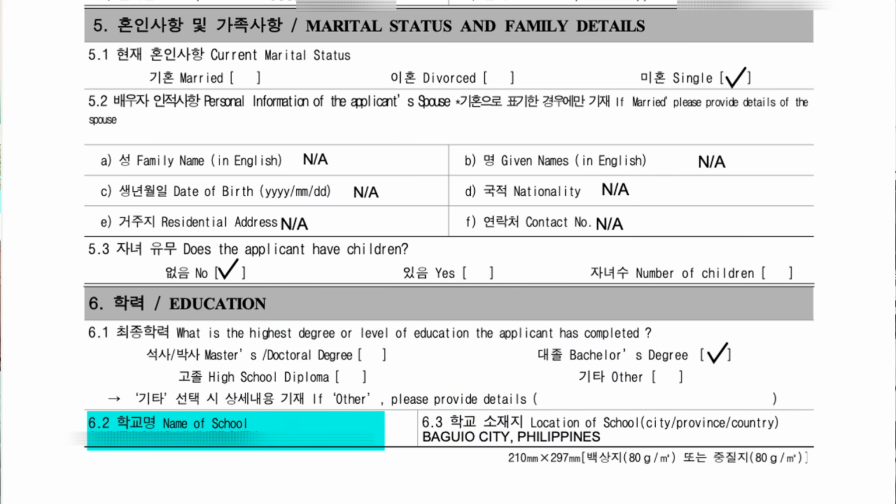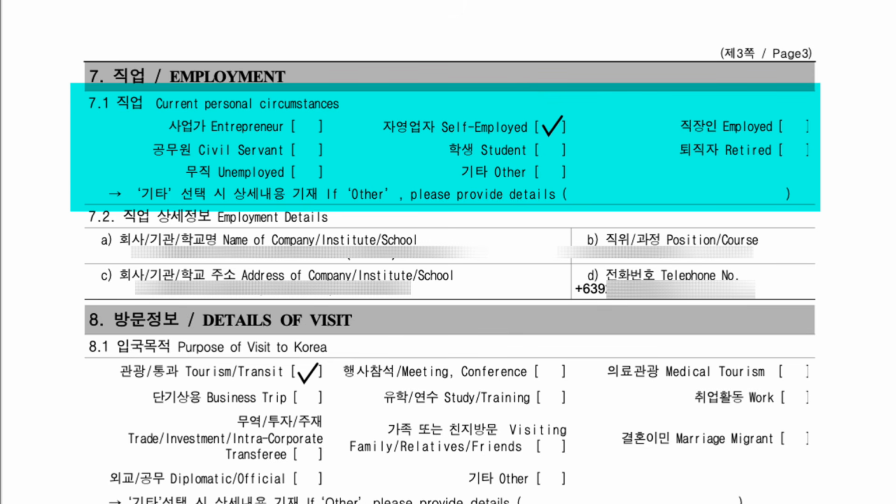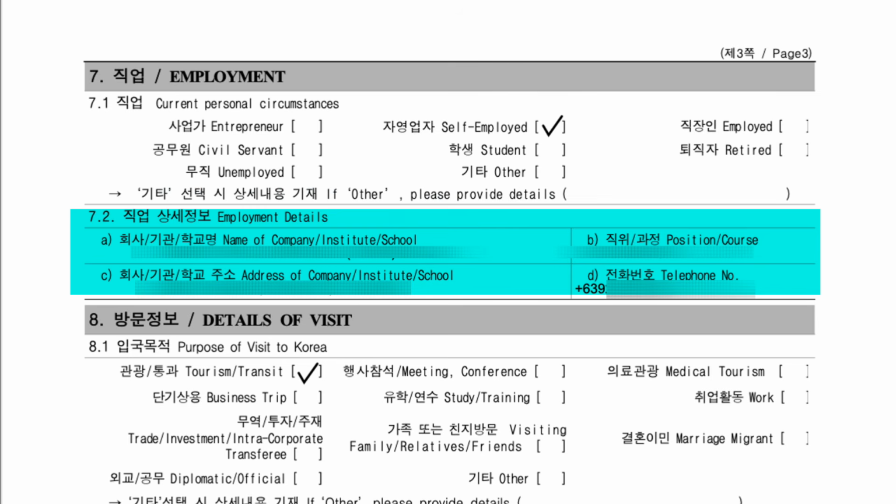Name of school and location of school, employment, so select nyo dyan kung entrepreneur, civil servant, unemployed, self-employed, student, employed, retired, or other. Again, if wala dito and other ang sagot nyo, place the details here. Place the name of the company, school, or institution, your position in the company, the address of the company, and telephone number. Okay lang na mobile number kung walang telephone number.